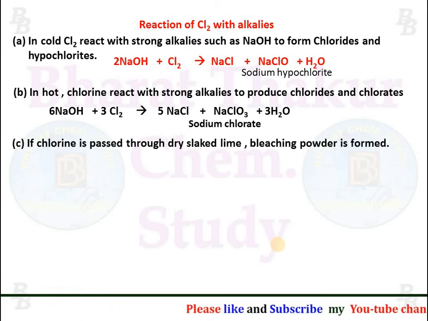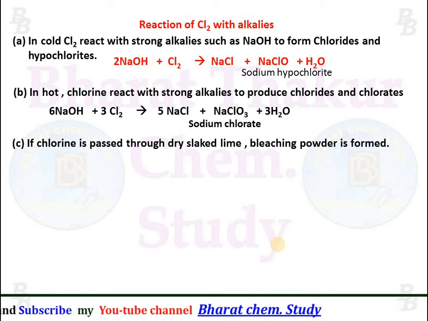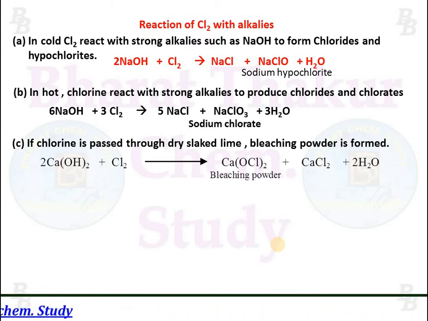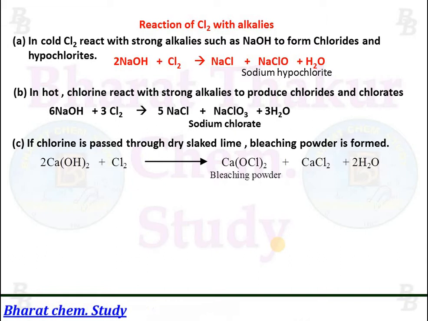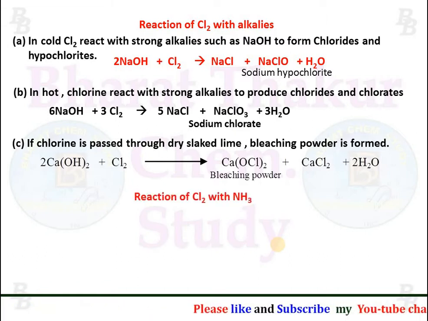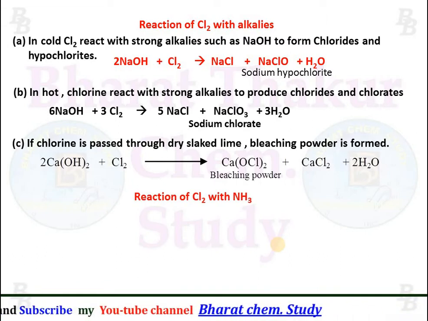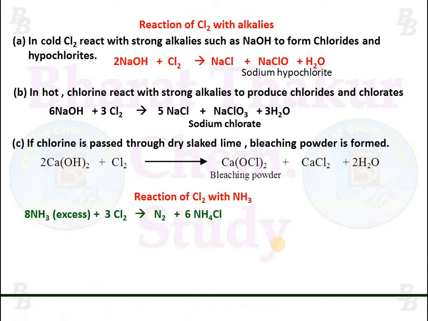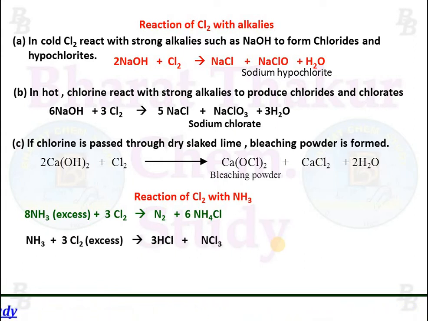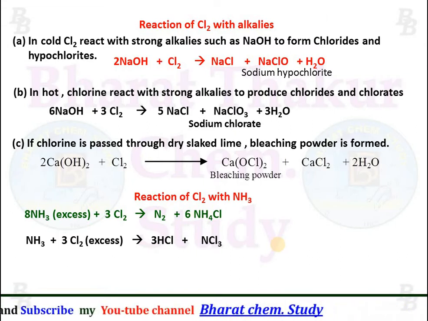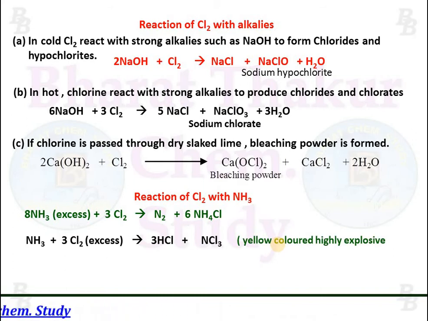If chlorine is passed through dry slaked lime, bleaching powder is formed, as calcium hydroxide when reacted with chlorine will form calcium oxychloride called bleaching powder, plus calcium chloride and water. Now reaction of chlorine with ammonia, again these are very important equations. When ammonia is in excess, then chlorine reacts with ammonia to form nitrogen and ammonium chloride. But when chlorine is in excess, then excess chlorine reacts with ammonia to form HCl and NCl3, which is a yellow colored, highly explosive compound.